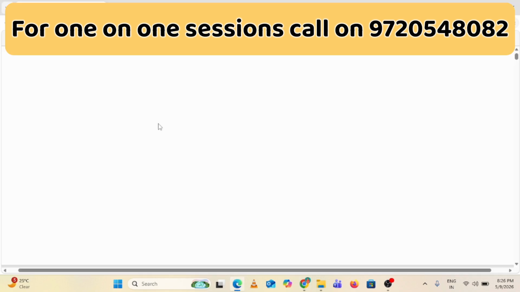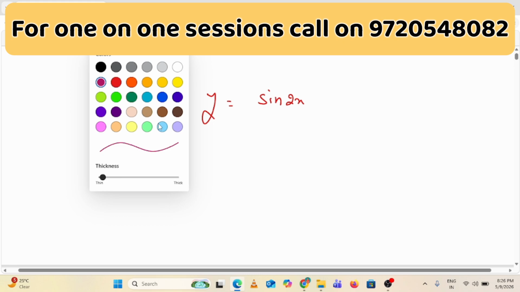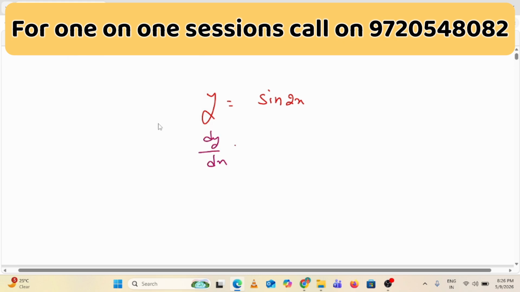So for example, we are having a question like y is equal to sine 2x. And we know very well when you differentiate this, you will get dy over dx is equal to differentiation of sine x, we know cos x. So simply we can write what? Cos 2x. But this is not the right answer.